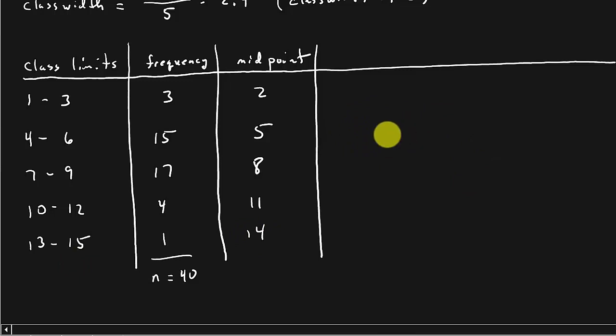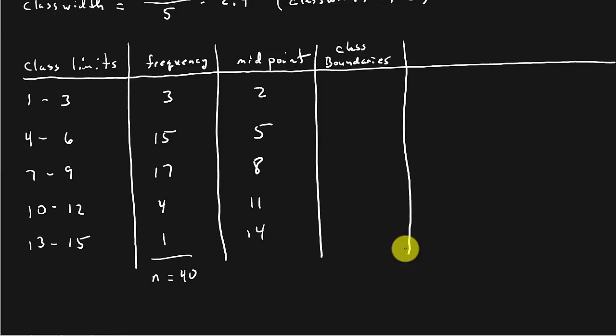And now we want to go ahead and do our class boundaries. All right, so remember, we're going to subtract a half to the lower limit, add a half to the upper limit. Now, that half that we're adding and subtracting, let's talk about that for just a second.